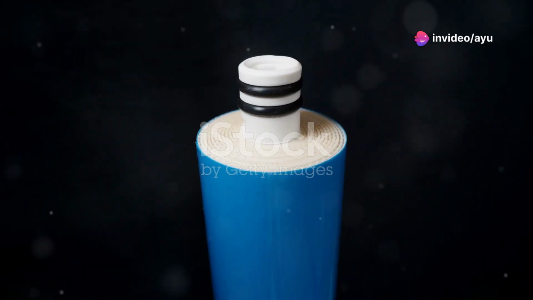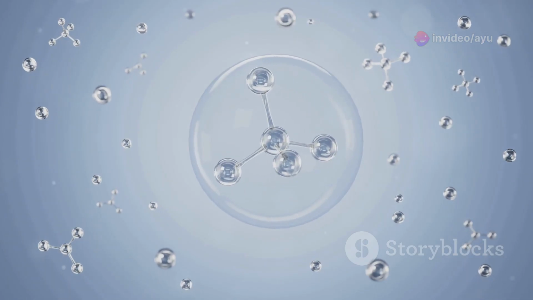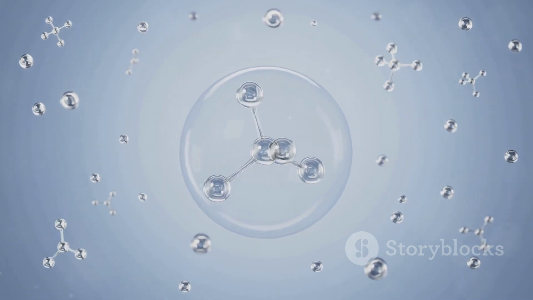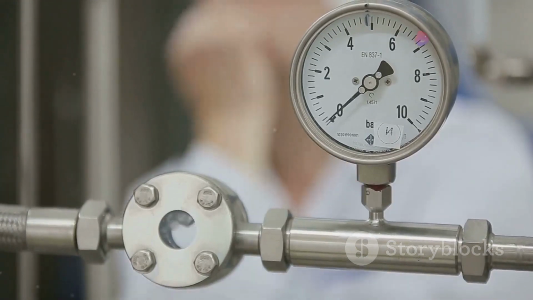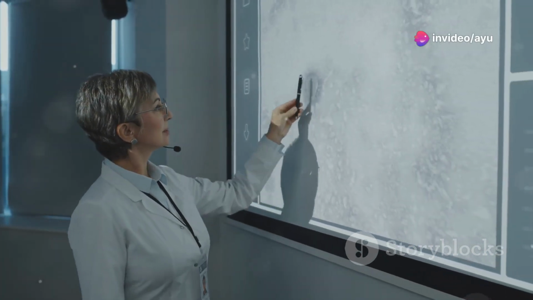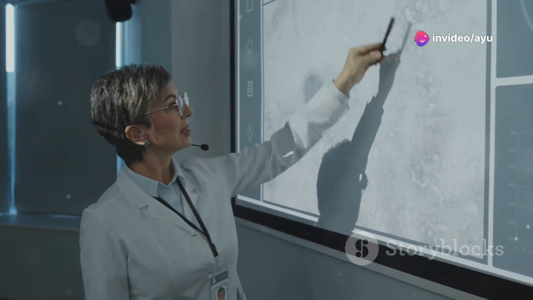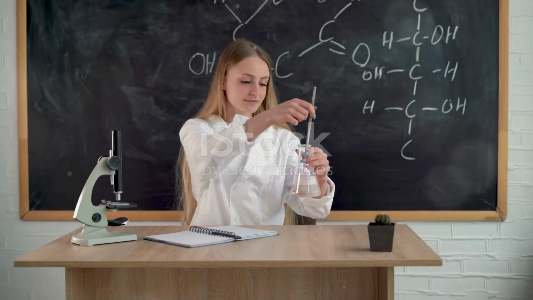Section 5. Osmotic pressure, nature's balancing act. Osmosis is the movement of solvent molecules across a semi-permeable membrane from a region of high solvent concentration to a region of lower solvent concentration. Osmotic pressure is the pressure we need to apply to stop this solvent movement. In simpler terms, it's the pressure needed to maintain equilibrium between two solutions of different concentrations separated by a semi-permeable membrane.